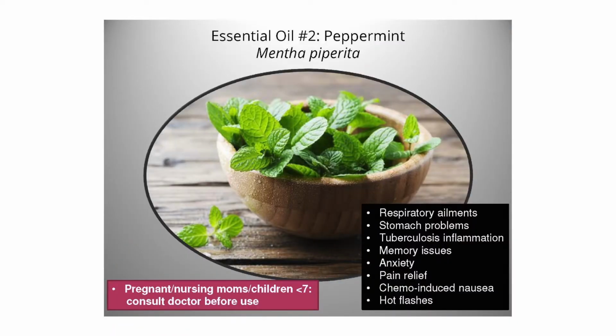Also not surprising, essential oil number 2 is peppermint. Used for, again, a variety of ailments. Very stimulating, great for respiratory ailments, stomach problems, great for use in blends. I recommend a lot of blends that incorporate peppermint. One of my clients has cancer. We work with some blends to help with her chemo-induced nausea. Very effective.